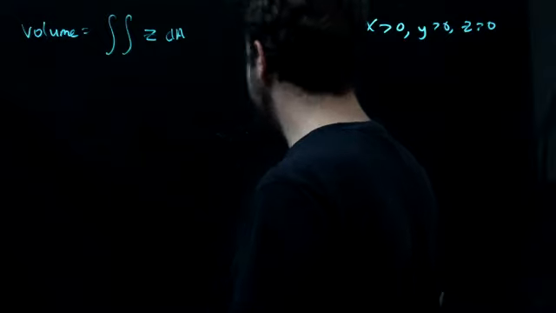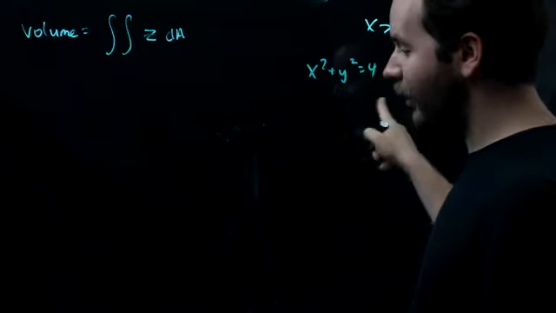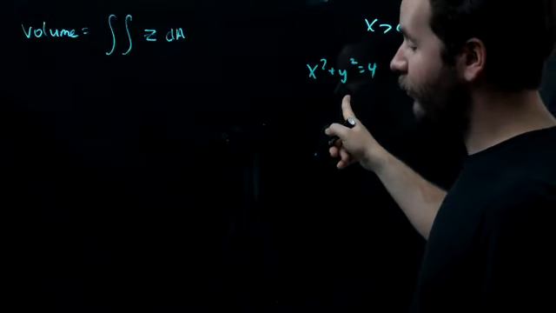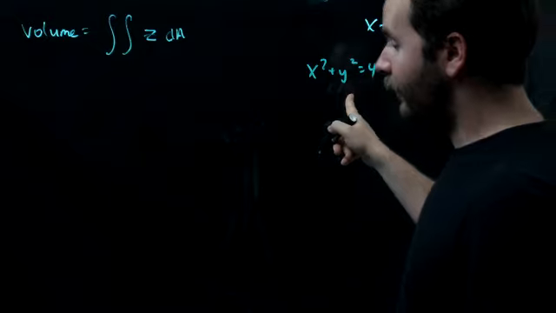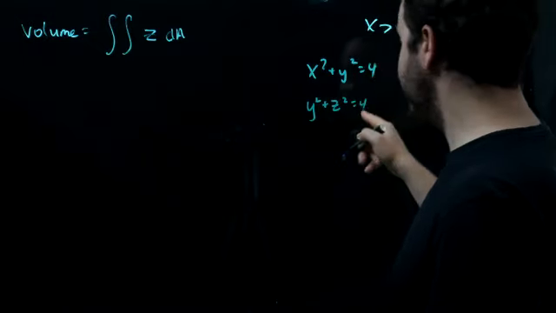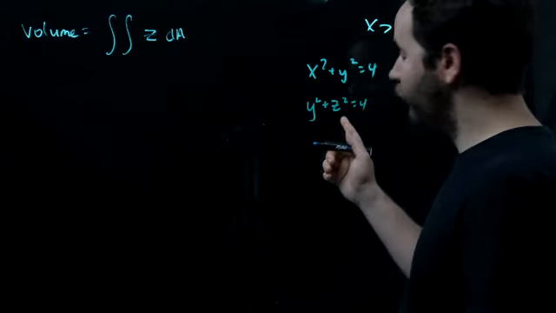So the first equation we're given is x squared plus y squared equals 4. Does this contain z at all, guys? No. So this is not the thing we're going to integrate. This is the region we're going to integrate over. The second equation, however, says y squared plus z squared equals 4. Right? Does this contain z? Yes. So I want you to solve for z in this equation.